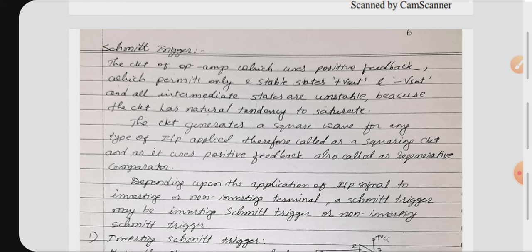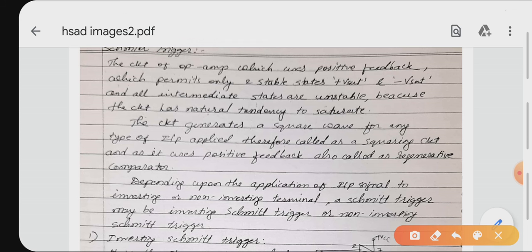That's why it is also called a squaring circuit, and as it uses positive feedback also, therefore it is also called a regenerative comparator. Okay, so there are three names for this Schmitt trigger circuit. Number one, Schmitt trigger. Number two, a squaring circuit using op-amp, and number three, a regenerative comparator.